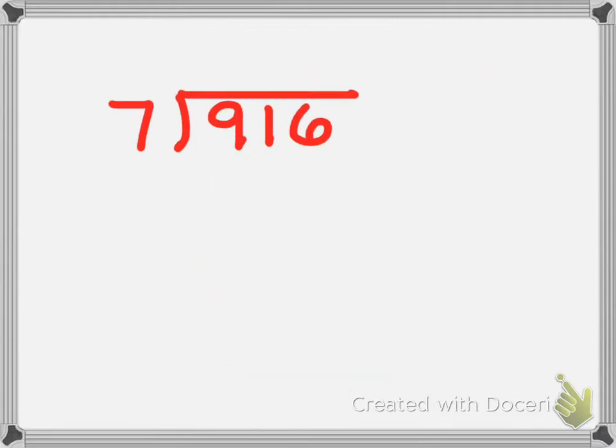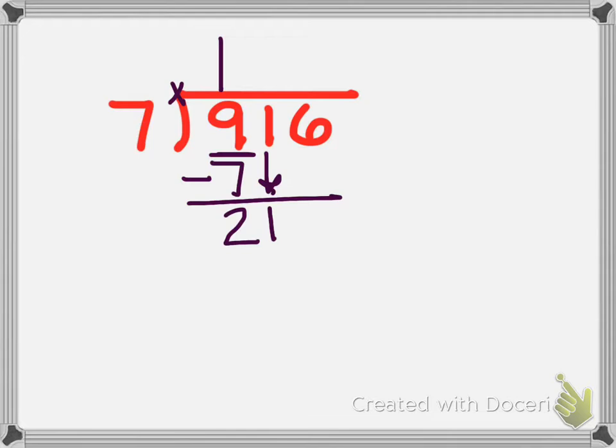All right, here we go. Keep going. Practice makes progress. 916 divided by 7. 9 divided by 7. I'm going to count by 7s until I get to 9. 7. I counted 1 7. 1 times 7 equals 7. 9 minus 7 equals 2. Bring down. I'm finished with that 9, and I brought down the 1. My new quotient is 21.